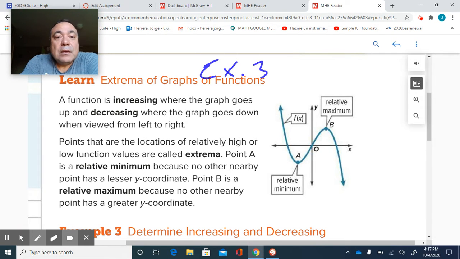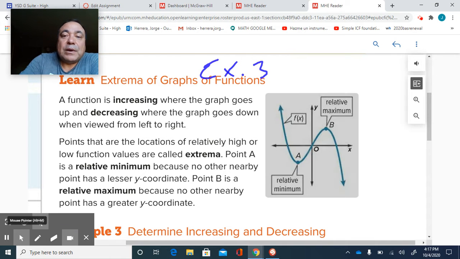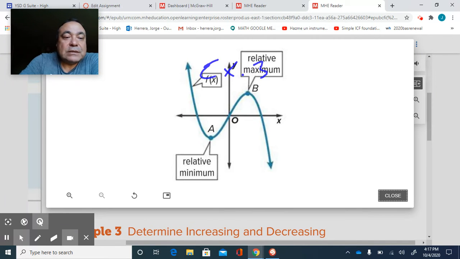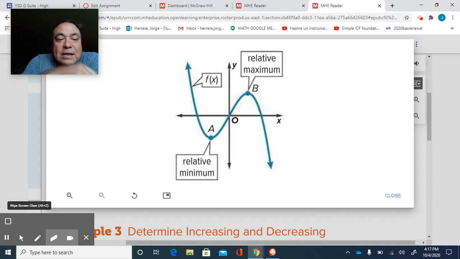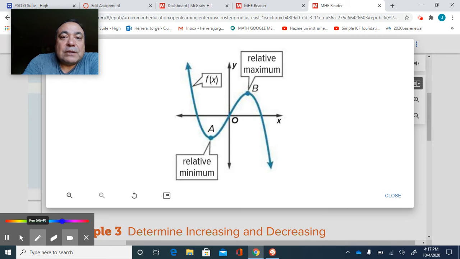Okay, so a function is increasing when the graph goes up and decreasing when the graph goes down. As you can see right here, guys, if you can see this, I hope I can bring it up like this. Let me just erase that real quick. Okay. So you can see right there, guys, where this will be a relative maximum right about there and a relative minimum right there, the lowest point in the graph, guys.